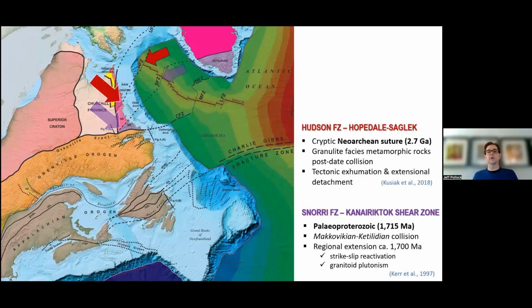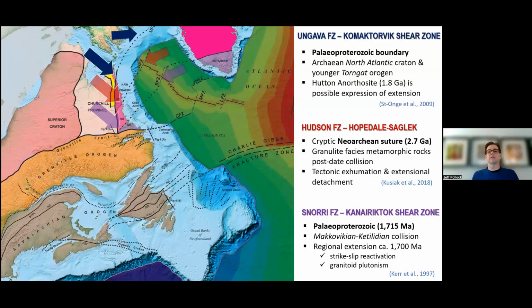And if we go north again, we see the same sort of alignment in the Hudson fracture zone. Its trace aligns with a Neo-Archean suture, the collision between the Hopedale and the Saglit block. And then even further north, we see the Ungava fracture zone, the opening of the Davis Strait, comes ashore at the tectonic boundary between the Archean craton and the Torngat orogen. It has possible evidence of extension in the massive Hutton anorthosite.